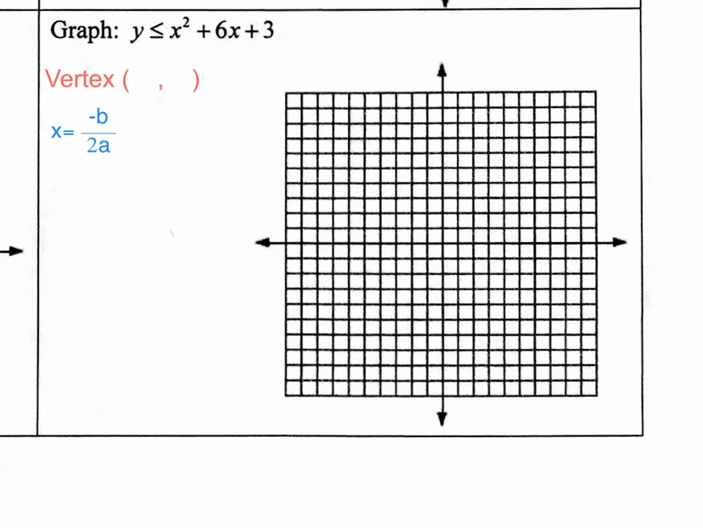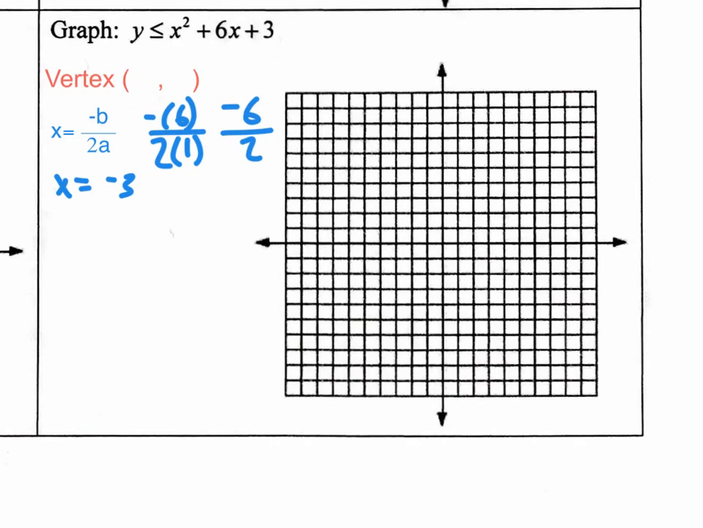X equals negative b over 2a. So if we work this out and plug in negative b, which is negative 6, over 2 times a, over 2 times 1, we get negative 6 over 2, and that's negative 3. So x equals negative 3. That's the x value of your vertex.